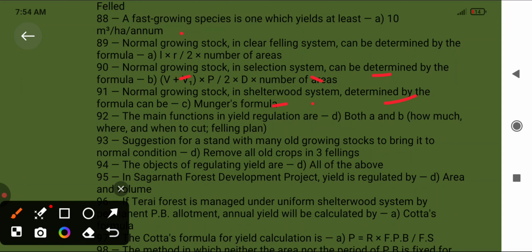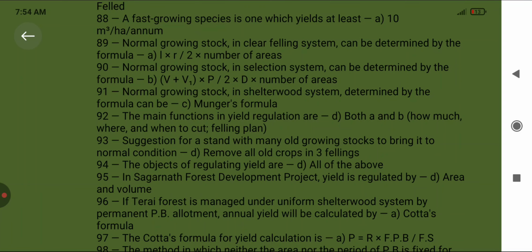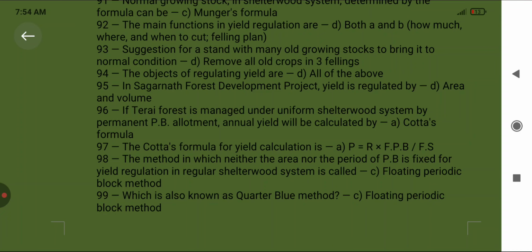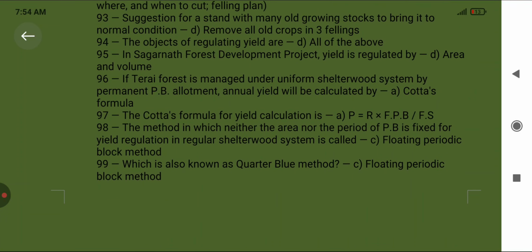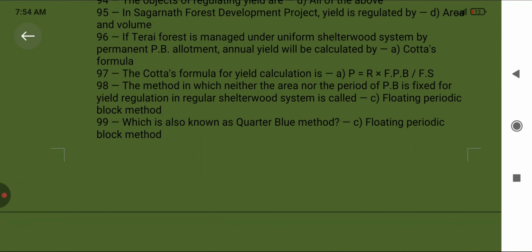The main functions in yield regulation are how much, where, and when to cut: the filling plan. Suggestion for a stand with many old growing stocks to bring it into normal condition: remove all old crop in three fillings. In the Sagarnath Forest Development Project, yield is regulated by area and volume.